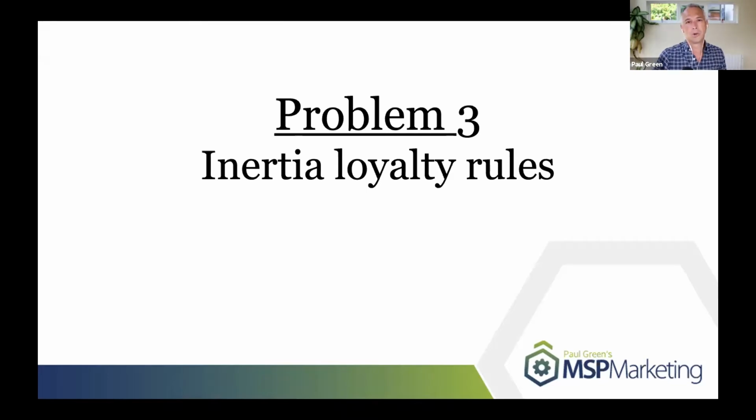But it is a double-edged sword, because that exact same inertia loyalty stops someone from switching from their incumbent MSP, that they don't even get on with, over to you. Seems kind of crazy, doesn't it? But if you think of it this way, they could be with an MSP that they don't really like. They feel the service levels have gone down. They're just generally not very happy now, but at least they know these guys.